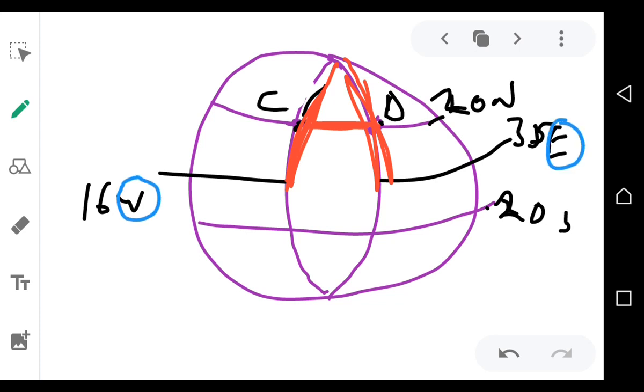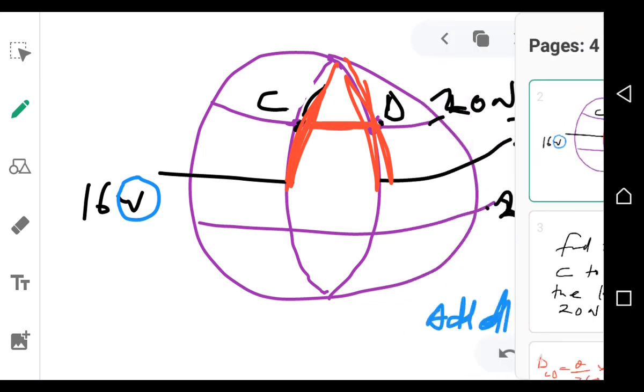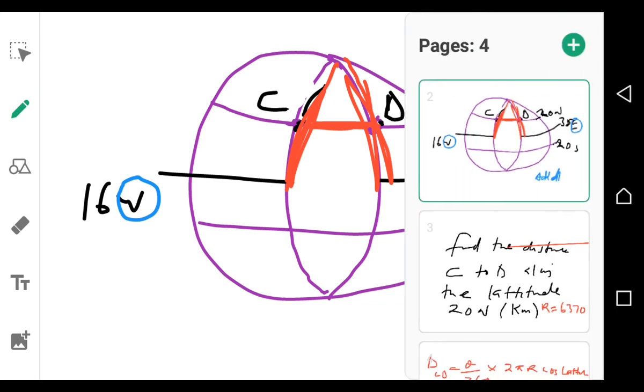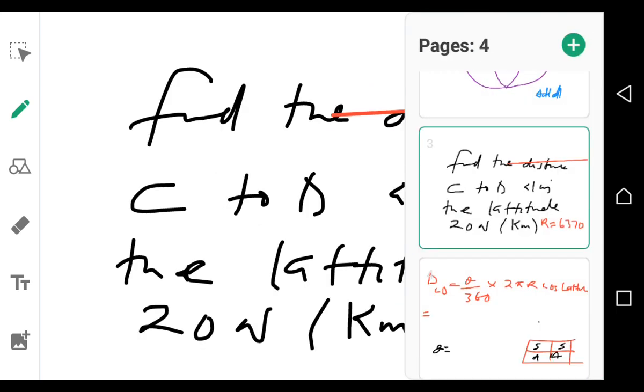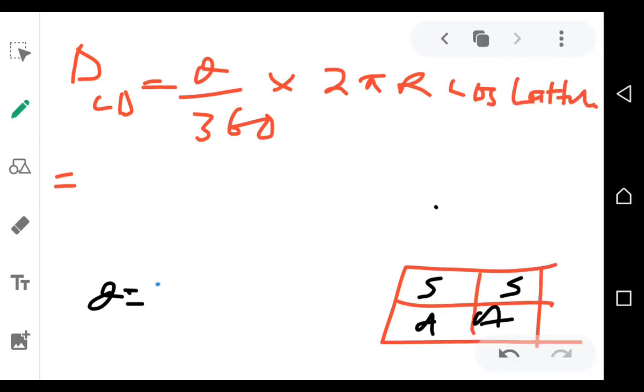Are they same signs? E and W, are they same signs? No, different signs. And when you have different signs, you add. I think you remember this. So I'm supposed to add 16 plus 35 to find the angle I'm supposed to use. 16 plus 35 would be 6 plus 5 is 11, 4, 51. I'm sure it's 51.